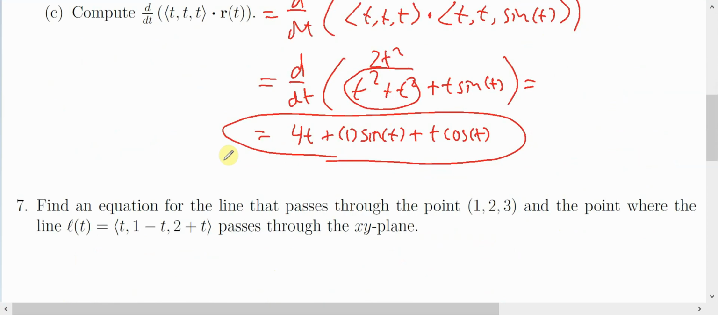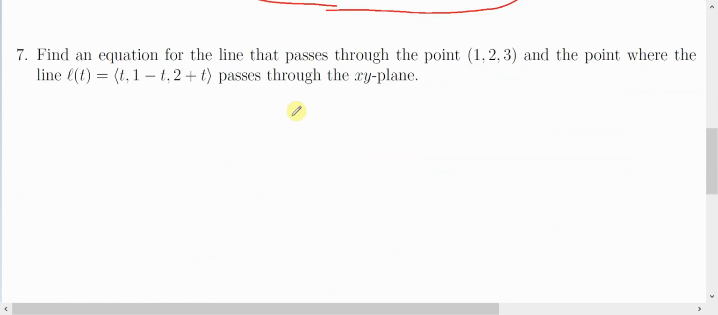All right, number 7, we're asked to find the equation for the line that passes through the point (1, 2, 3) and the point where this other line passes through the xy plane. To write the equation of a line, I need two things. I need a point, which they've given me, and a direction for my line. I'll get a second point and take the direction vector between those two points. That second point is where this line passes through the xy plane, that is, when z is 0.